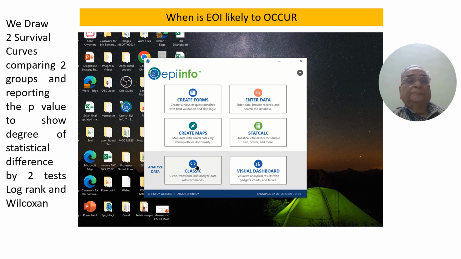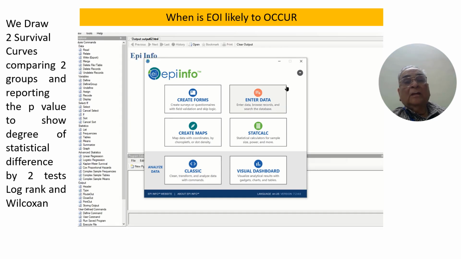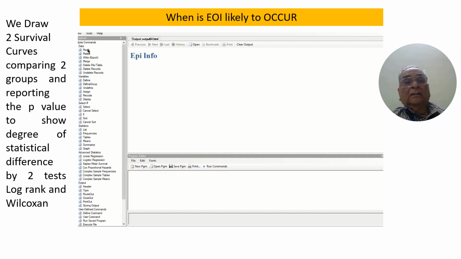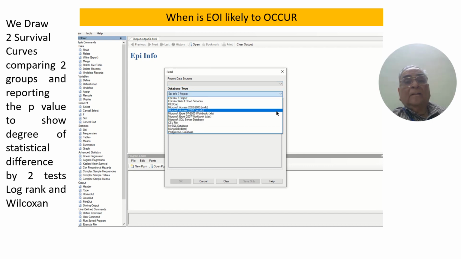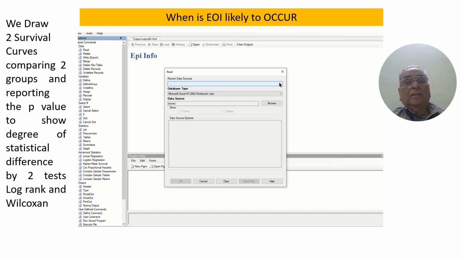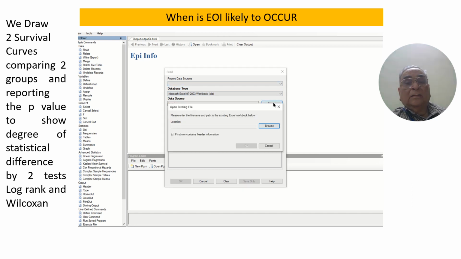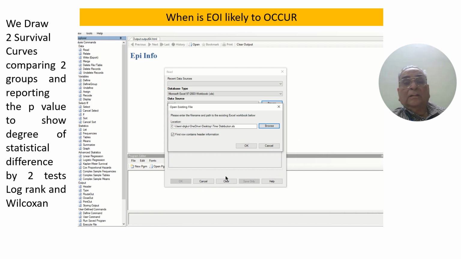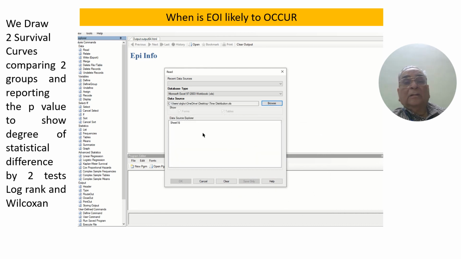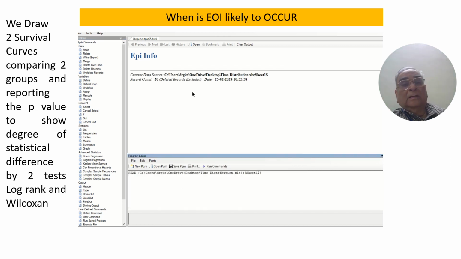Now after that, we close this and we launch the EpiInfo. We launch the classic. We say read, and we say that our database is of XLS type. Then we browse, try to find out where is that data set. It was on the desktop, so we say test, and we click this time distribution XLS. We open it. We say first row contains header information. We say sheet 1. We say OK. And here our data set is open.